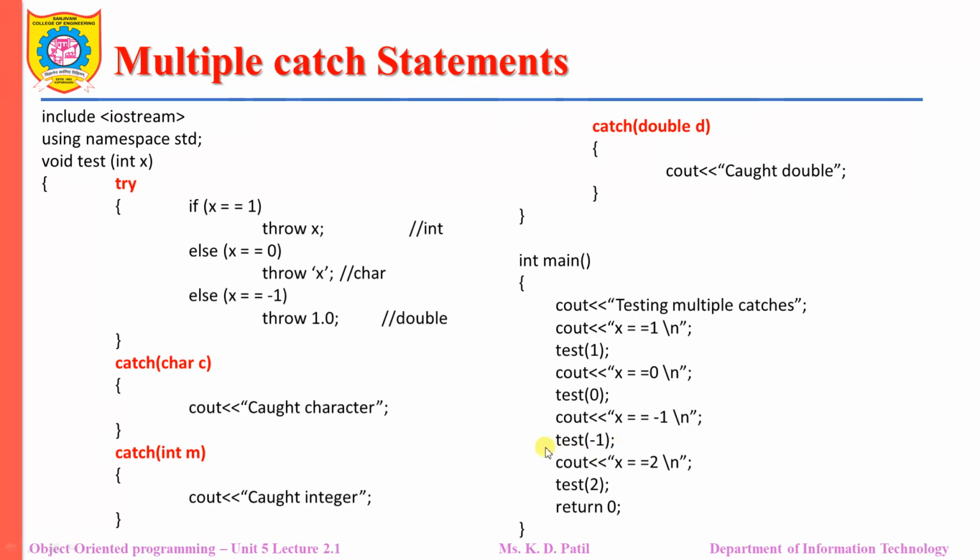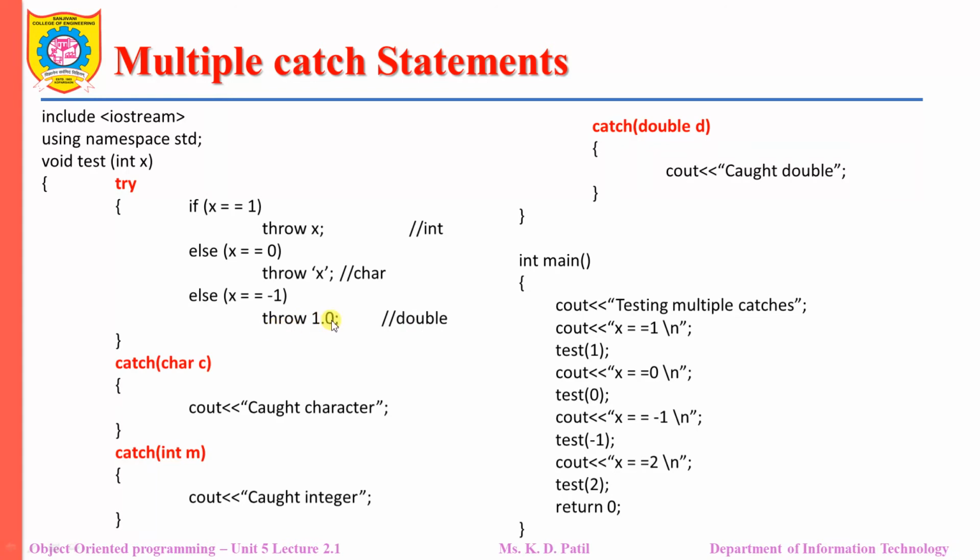Now here, after that, test will be invoked with the parameter minus 1. Again it will go into the try block. Now here x is equal to minus 1, then throw 1.0 will be executed. Now this 1.0 will be considered as a double, for example, or if you want you can consider it as a float also, but here I have considered it as a double.